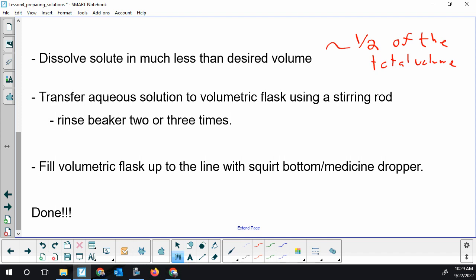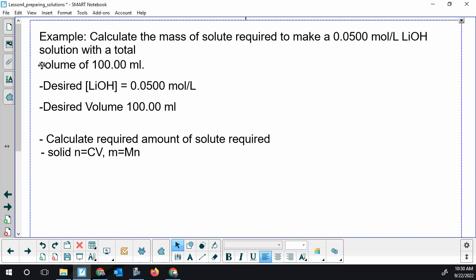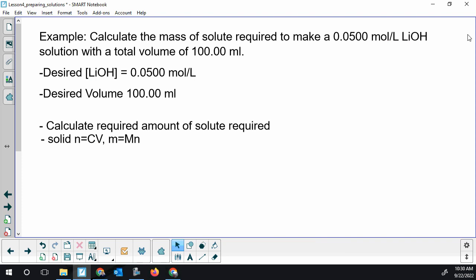So let's practice at least the math part of making up a solution. I'm going to ask you to calculate the mass of solute required to make a 0.0500 mole per liter lithium hydroxide solution with a total volume of 100 mL. I've summarized the two key pieces, the desired concentration, where square brackets mean concentration in chemistry, and the volume.